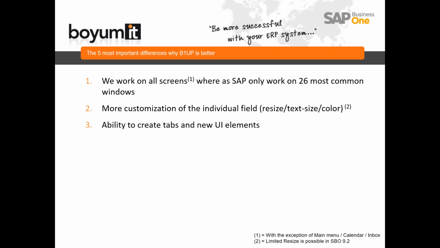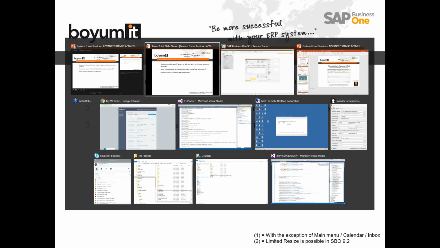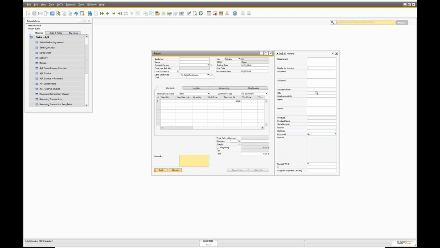Then the most important feature, number 3, is the ability to create tabs and new UI elements. So if the field is not there as a UI field here, or one of the existing ones, you cannot do anything with the UI template. You can move things from one tab to the other, but you cannot make entirely new tabs in the system.